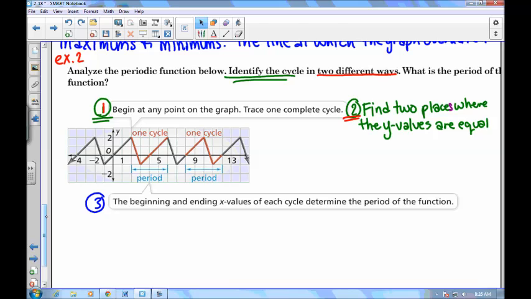One way to find the cycle is to begin at any point on the graph and trace the graph until the cycle is complete and you come back to the starting point. So on your homework, you would show that. For instance, if I started there, I would trace the graph until I got back to the peak. And then the cycle is completed. So write down the first way to find the cycle. You begin at any point on the graph. You trace one complete cycle.